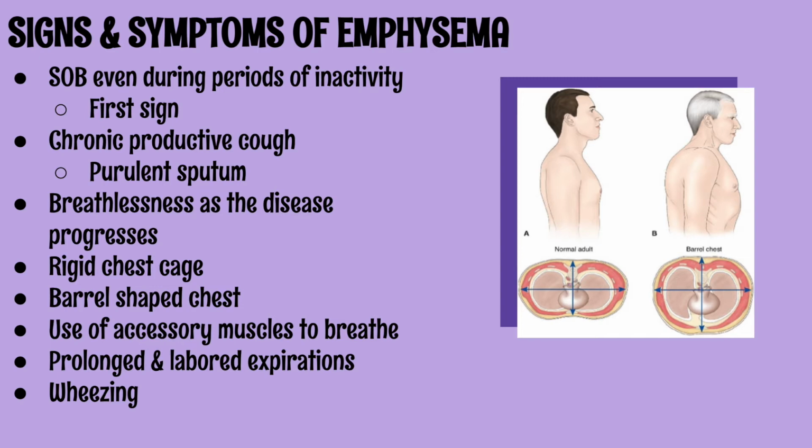One of the most famous signs and symptoms of emphysema is going to be that barrel-shaped chest. You may observe that the patient uses their accessory muscles to breathe, such as their jaw, neck, and intercostal muscles. They also tend to have very long and labored expirations, along with wheezing.